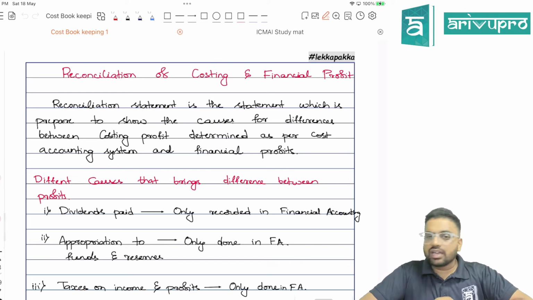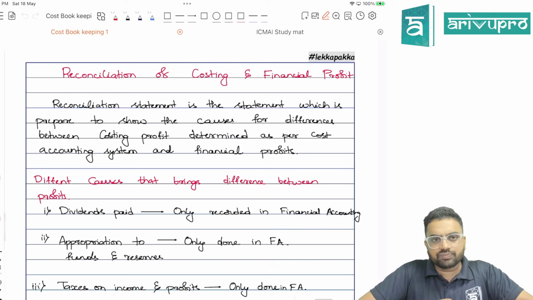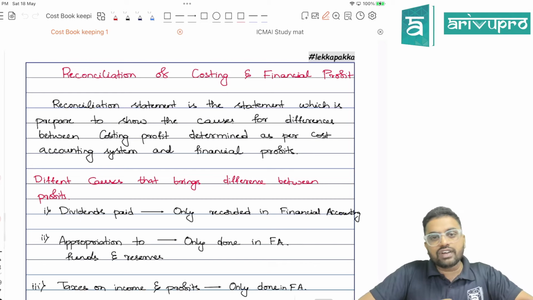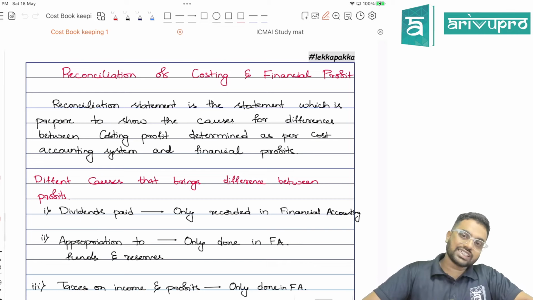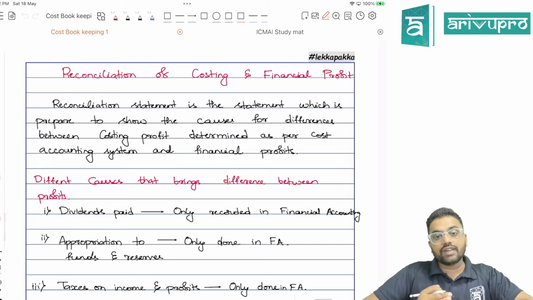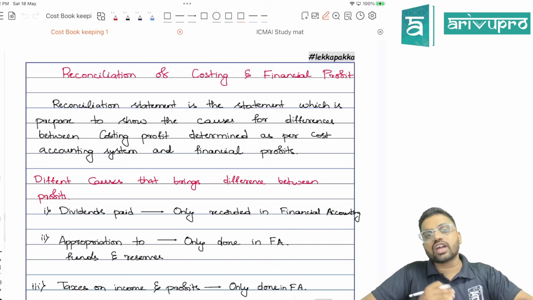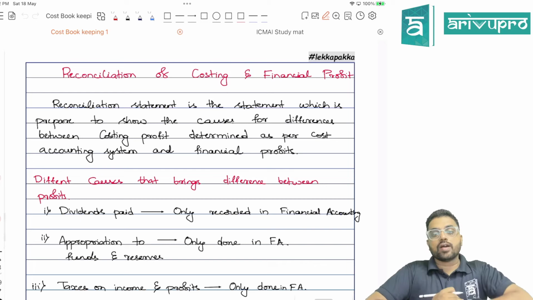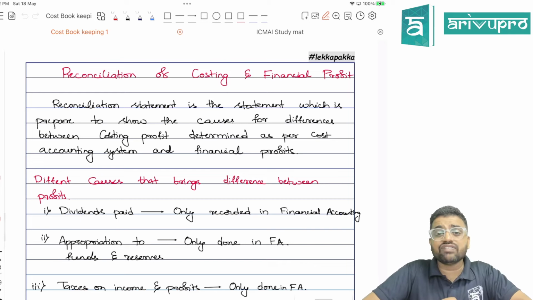Very simple, guys. Profit which we arrived at, profit which we computed using the cost books, is called costing profit. Profit as per books of accounts is nothing but financial profit. So profit as per cost books is costing profit, whereas profit as per books of accounts is financial profit. Yes, sir. All good.